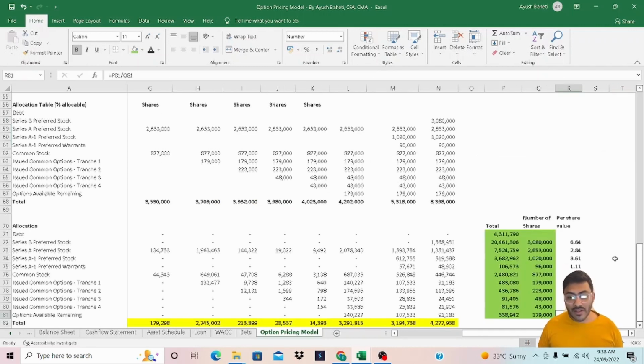Now, the last step remaining is application of discount for lack of marketability, which I said that in the next video, we will calculate a discount for lack of marketability using the Black-Scholes model.